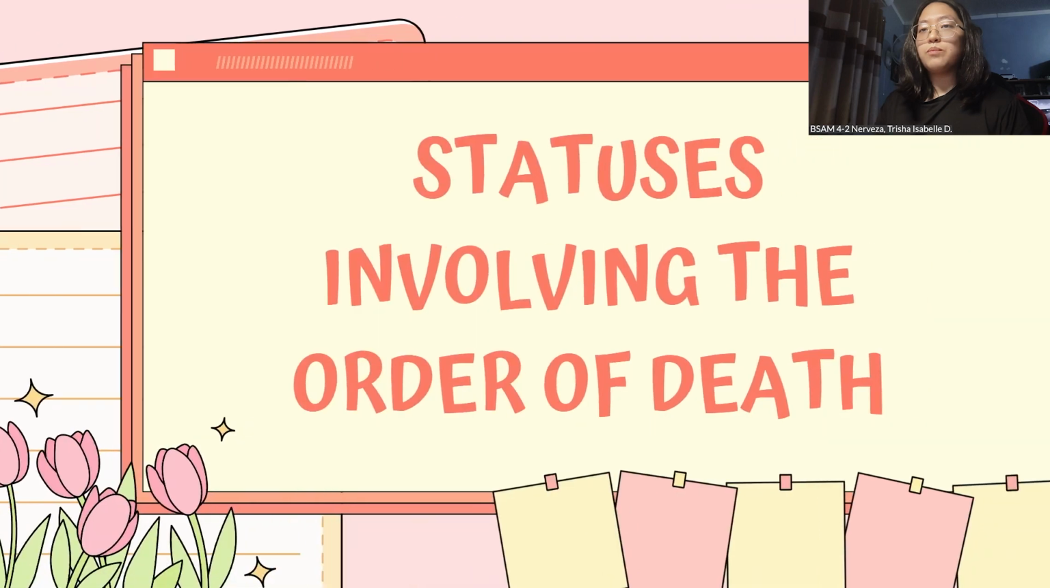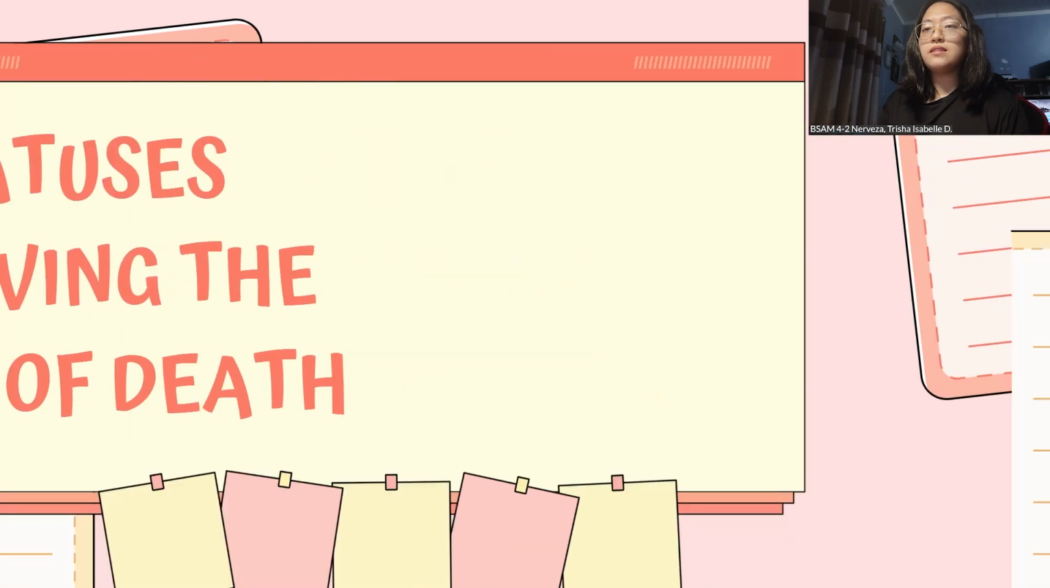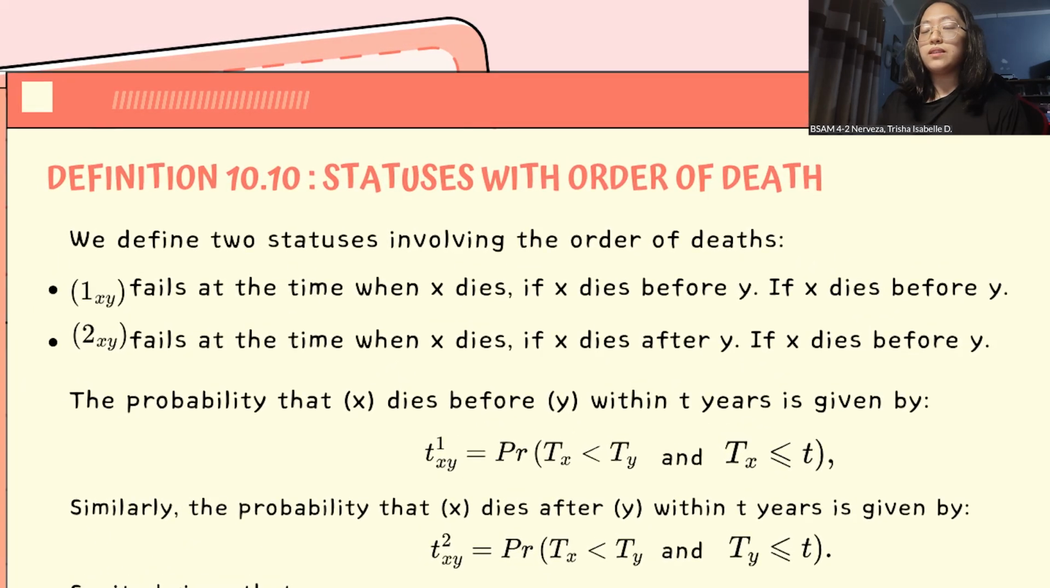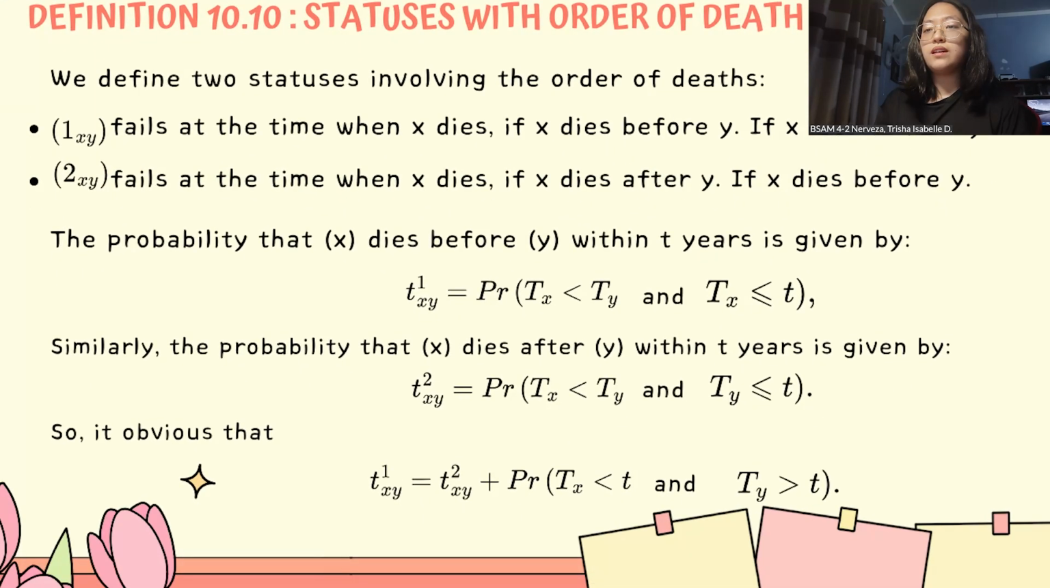Now, let us consider the probabilities wherein we consider the order of death of these life statuses. We define the life statuses with the following notations. The first notation indicates that X dies before Y, hence the 1 before X. In contrast, the second notation indicates that X dies after Y, hence the 2 before X. The probabilities of these statuses are given by the following.